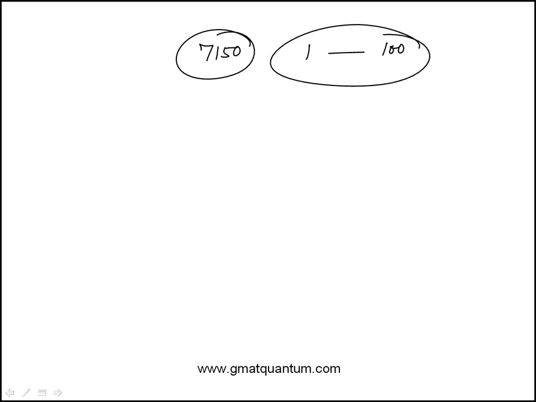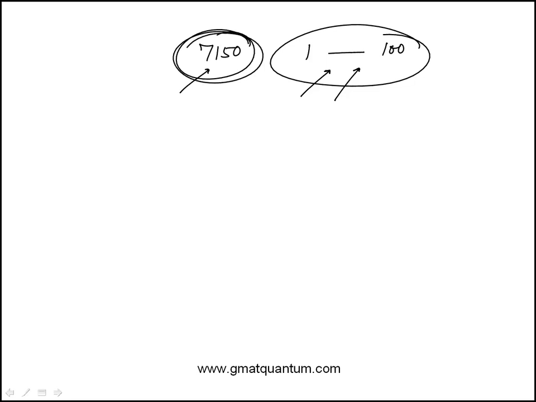Given this number 7,150, and we're asked that if we were to list all the prime numbers from 1 to 100, how many are factors of this? So I think the way this problem is written is they want people to think, well, do I have to go through all the primes? Well, that would be extremely tedious.